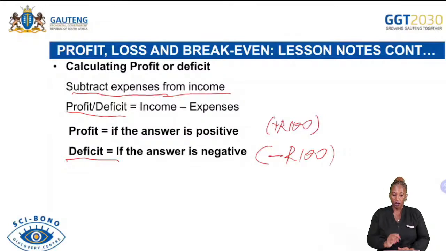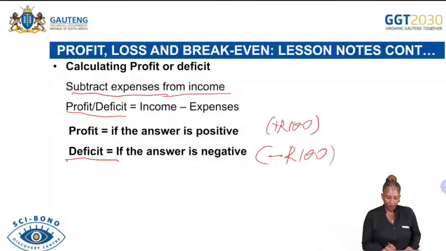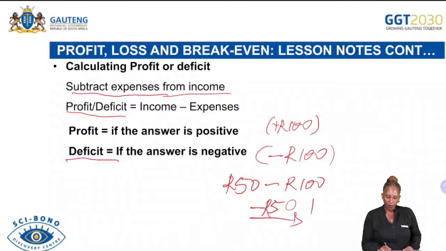We'll see when we do the calculations, but let me say, for example, my income is 50 rand, and then my expense is 100 rand, and therefore I'll have a negative answer, a negative 50 rand. So this will become a deficit, because it is negative.